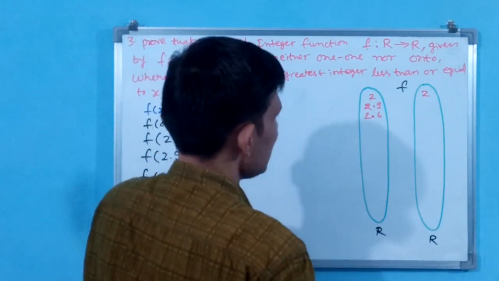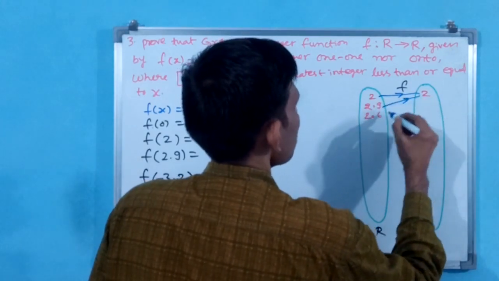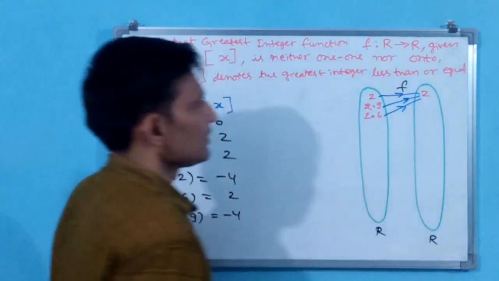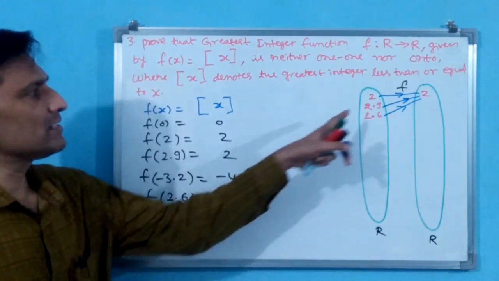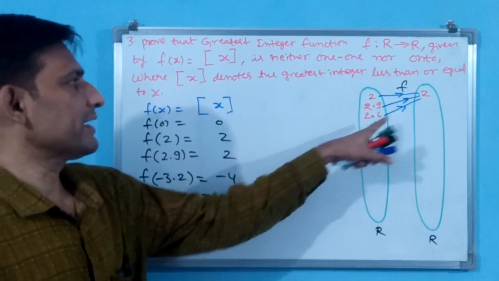Now I am going to make relation. Say 2 to 2 is there, 2.9 to 2 is there, 2.6 to 2 is there. See, rather than these three, several numbers are there for 2. Now this is the case for 2.